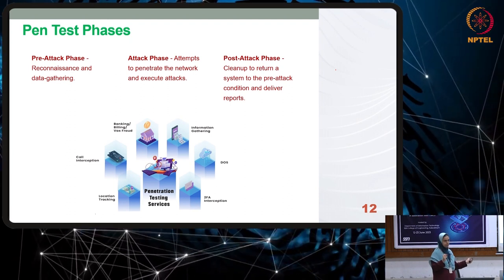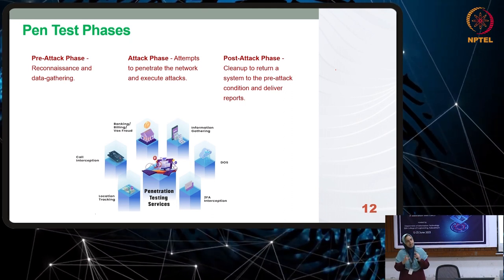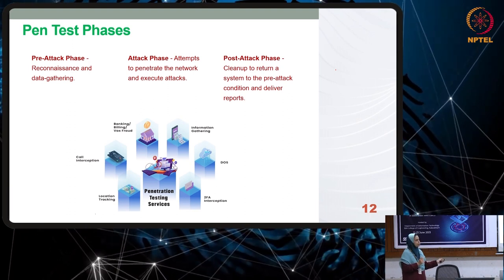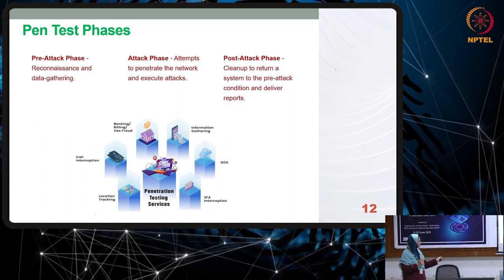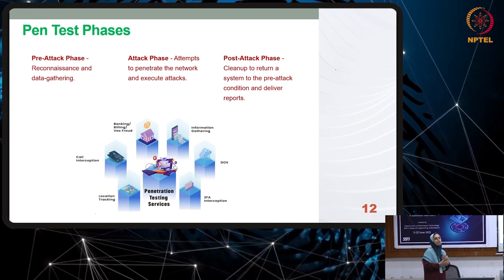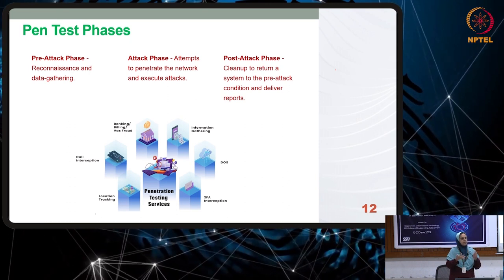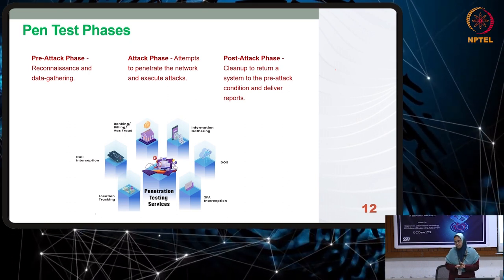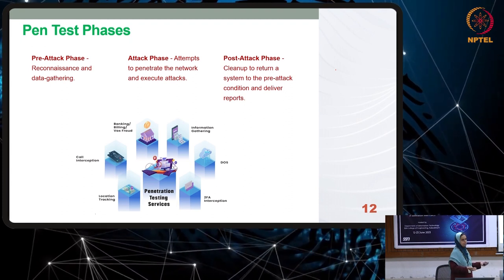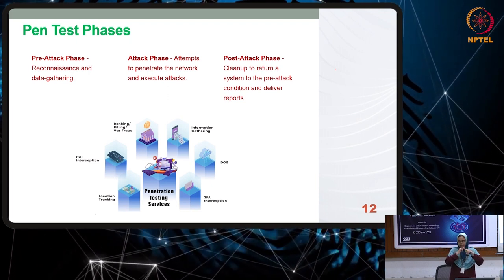Then comes the attack phase. The attack phase is where you try to attempt inside the network and execute. The real attack is called what type of phase? It is the attack phase. You do the attack. And once the attack gets completed, you go to the post-attack phase. In the post-attack phase, you are doing some documentation. You are doing some report generation, like what has been successful, what has not been successful, how to fix this, what can be the solutions. All these will be discussed in the post-attack phase. So there are three main phases of penetration testing. You start with pre, then attack, then post.